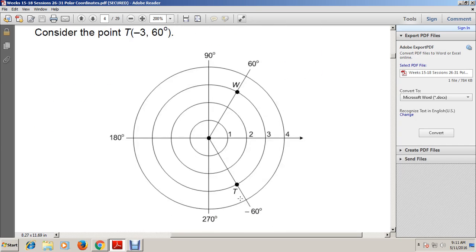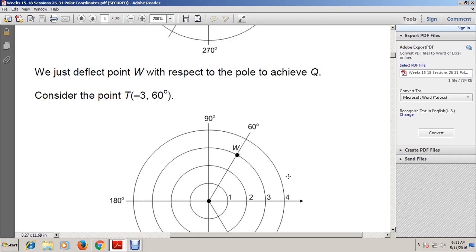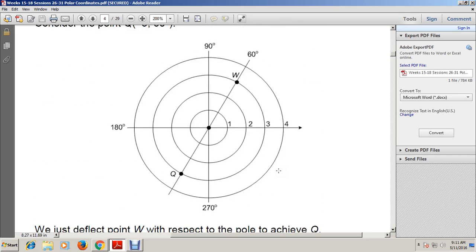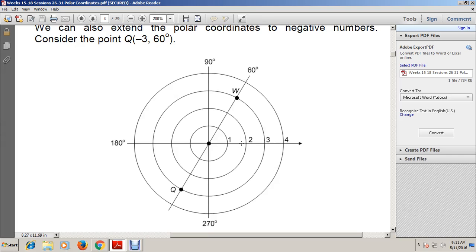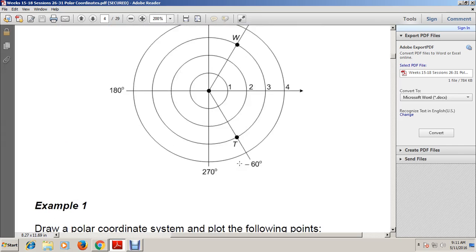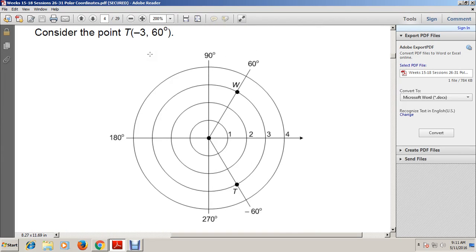So the actual location of T is here, which means the corresponding coordinate for T should be positive 3 and negative 60 degrees. I hope that you got the difference between the systems of coordinates that we employ in order to locate points in our polar coordinates. Again, point T here is represented by the polar coordinate 3 and -60 degrees.